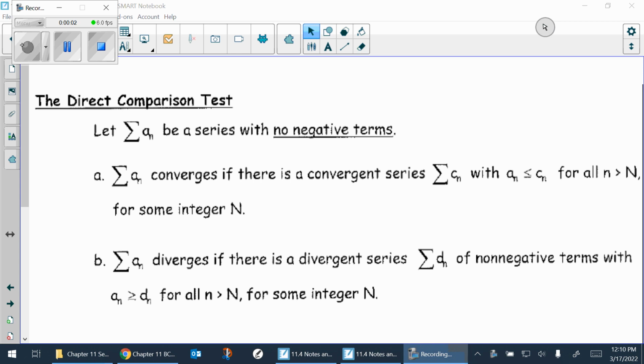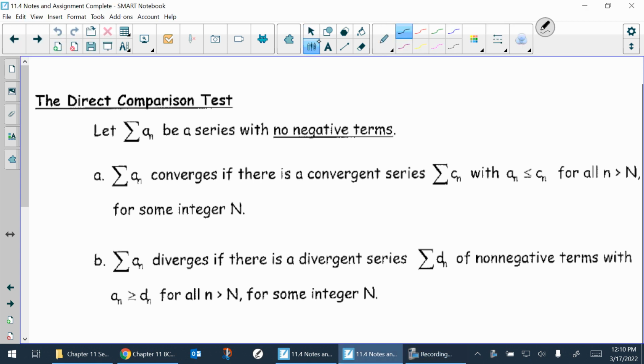Right, today we have several more tests for convergence. And one of those tests for convergence that we're going to talk about today is called the direct comparison test. So we're going to talk about a series that has no negative terms. So this is not an alternating series. This is something that's only got positive terms.